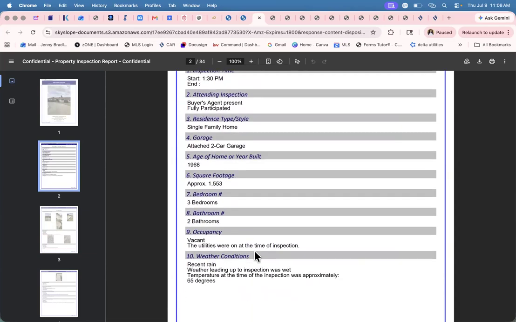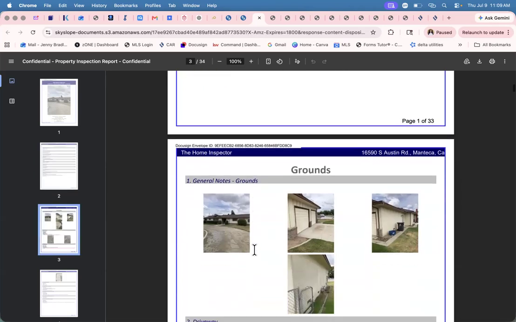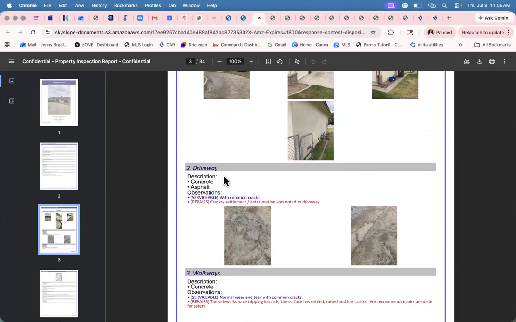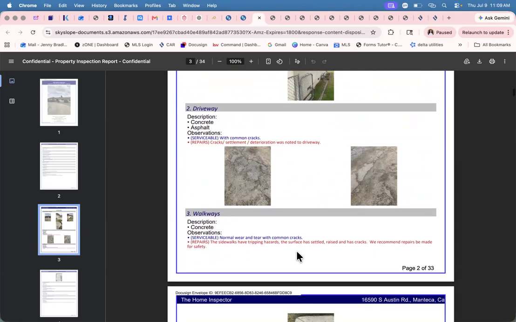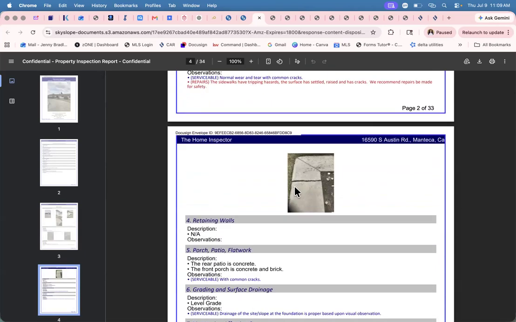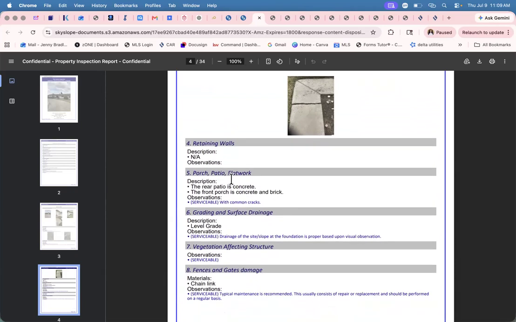All right, so this is what inspections look like. There will be pictures of everything, pretty much anything that the inspector calls. Anything in red usually is major. This is just the driveway, so that's pretty common. Any walkways, pictures, porch, everything's pretty serviceable, common cracks.